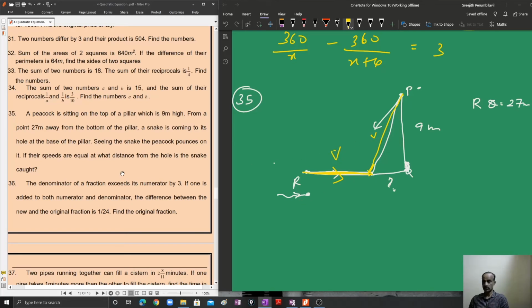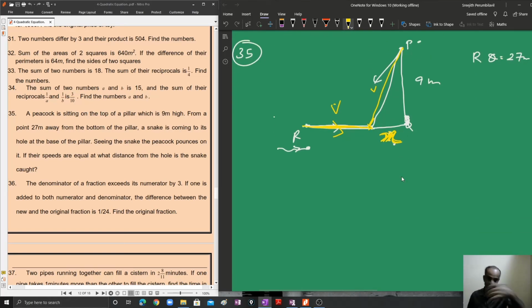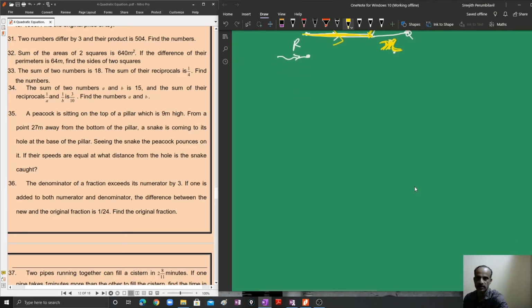Speed is not what is asked. If the speeds are equal, what distance from the hole? So we will take it as x, because we need a quadratic equation. We are talking about quadratic equations in this chapter. We need to frame a quadratic equation in x. What is asked? So this we will take as x. So this is the story. Let us begin it again.